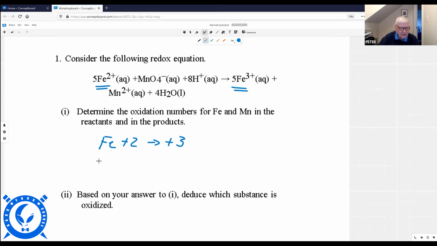All right, manganese, on the other hand, in MnO4 minus, remember the rules are that each oxygen is -2. So therefore, the manganese here starts off as +7. And in Mn2+, it's +2. So Fe is going from +2 to +3. The manganese oxidation state is going from +7 to +2. So therefore, looking at question II, you can see that this is the species that undergoes oxidation. And this is the species that undergoes reduction.